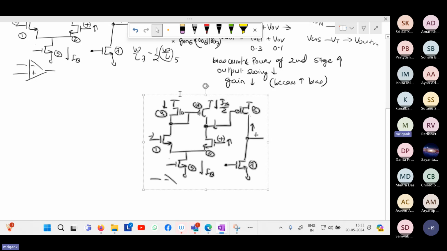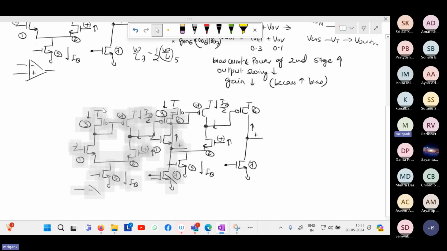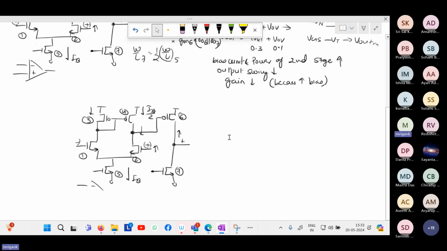What about all the other analysis, like the input common mode range, etc., that you can see? Now, what about the bandwidth? So here, what are the critical poles? Which node will provide you critical poles?